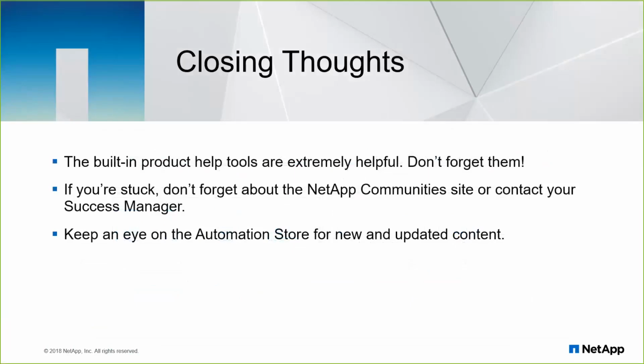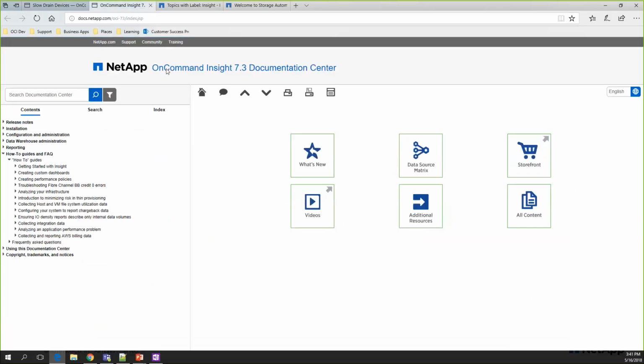And lastly, I think the only other thing I'll make mention of here is that if you need additional information, there are some resources available to you. The built-in product help is actually quite helpful. I'll show that in a moment. There's also the NAB community site. There are quite a few of us active on that. So if you have questions, you can go there. You can, of course, message your success manager. That could be myself, Kyle, Joy, Chuck, anybody. And then also the automation store, there's oftentimes going to be new content added there, so keep an eye out for it.